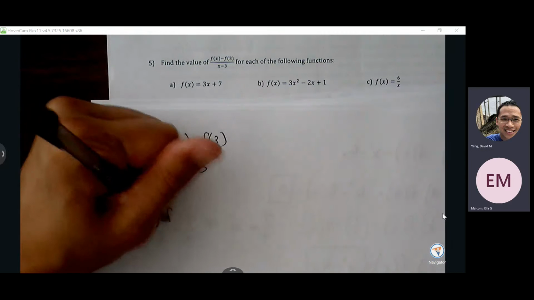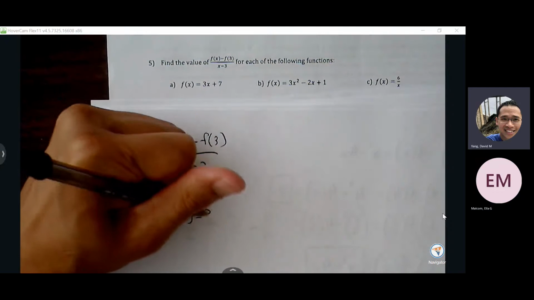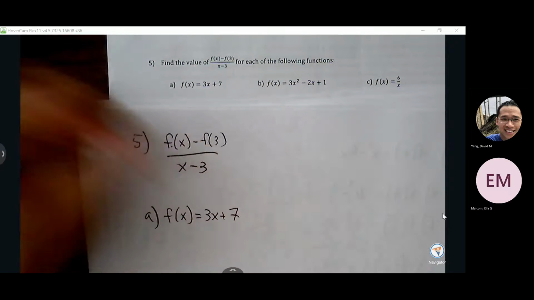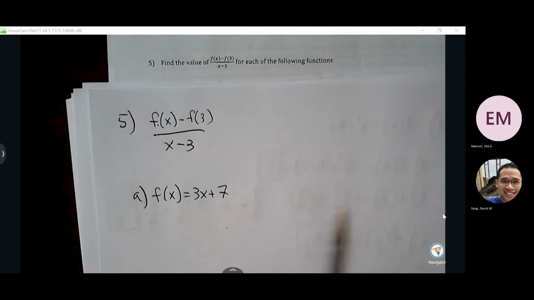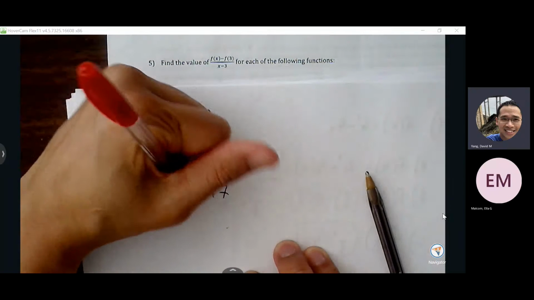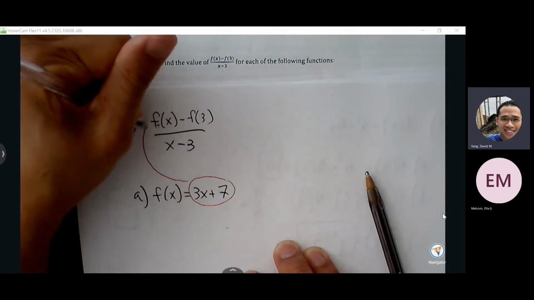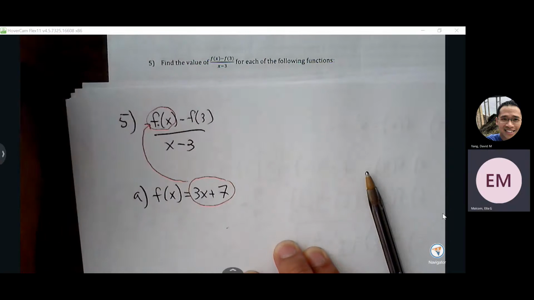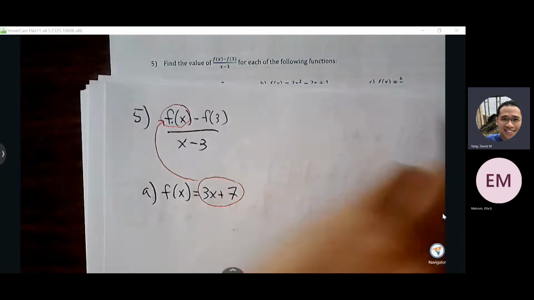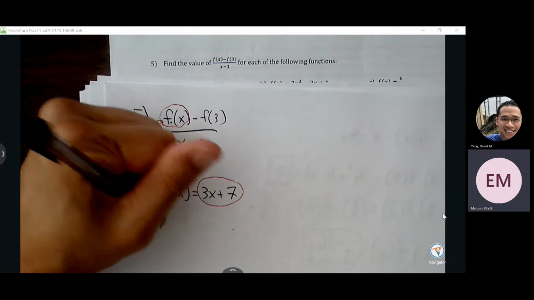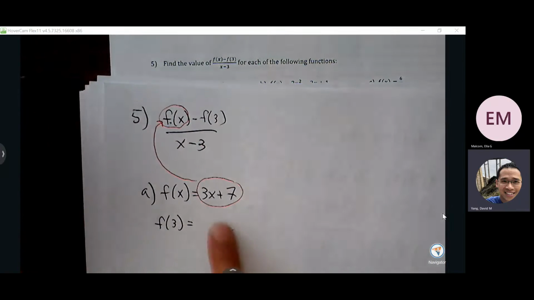So what if f of x was 3x plus 7? I see. So 3x plus 7 is going to be a perfect substitution for f of x. We already know that's going to happen. But I also need a substitution for f of 3. How can I find f of 3? Can we plug a 3 in for the x? Okay.